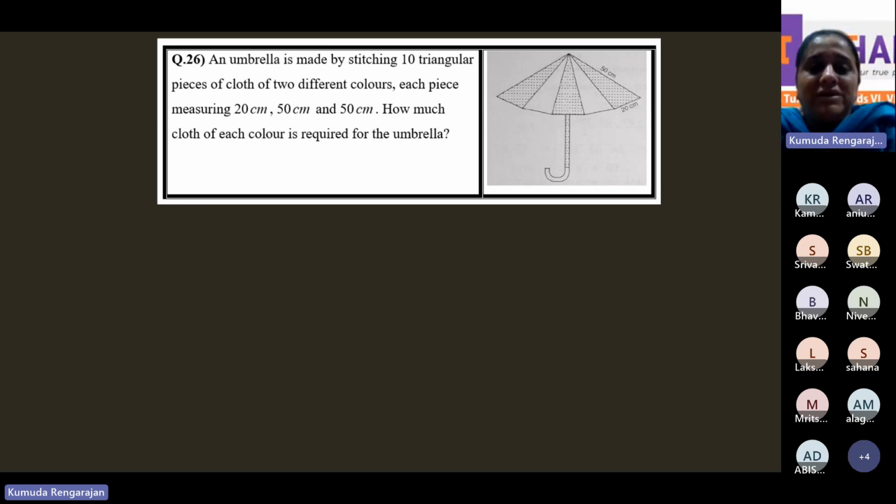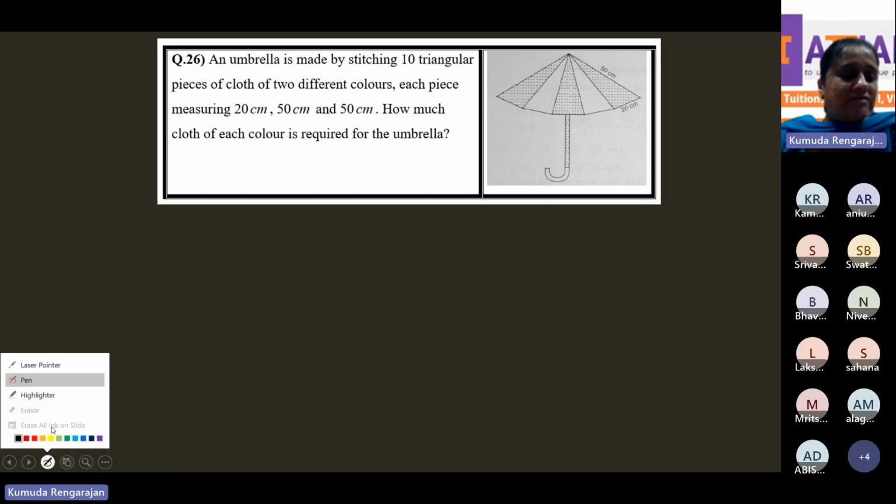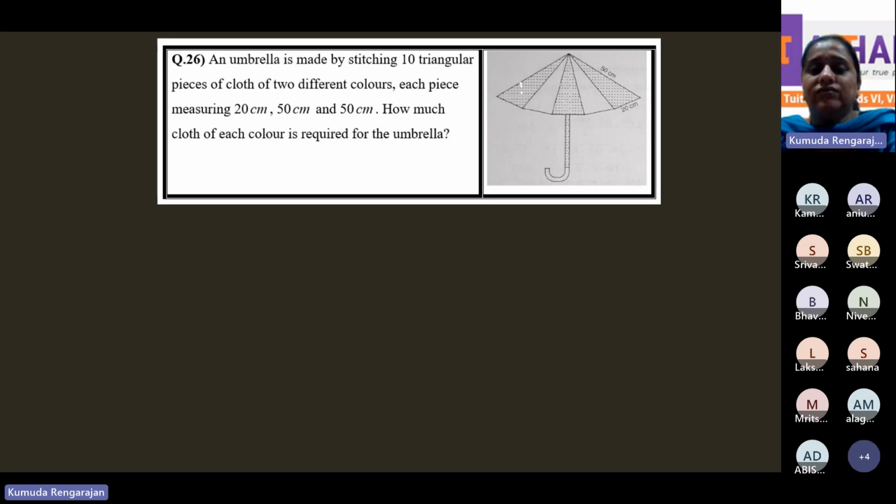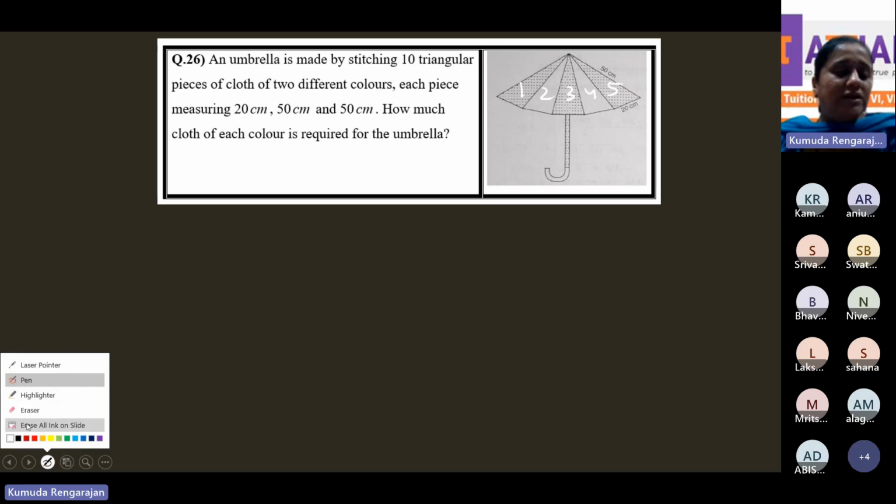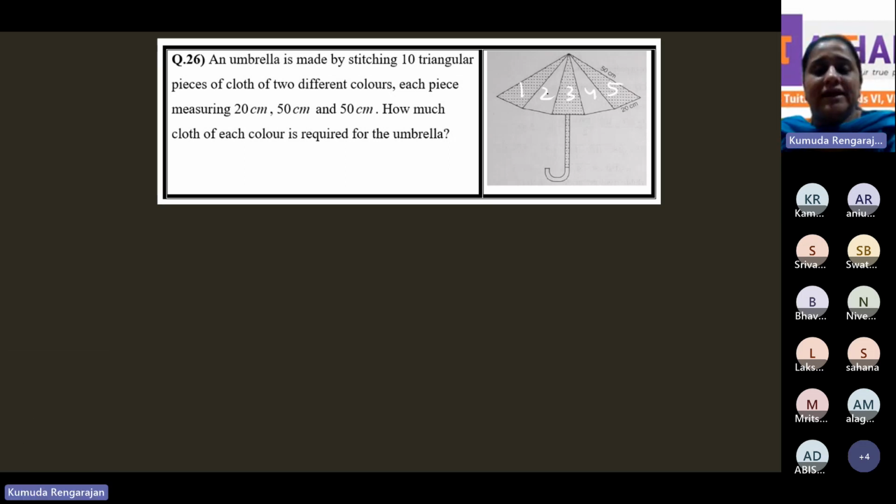An umbrella is made by stitching 10 triangular pieces of cloth. See, here you can see only 5. On the other side, there are 5 more. Here you can see 1, 2, 3, 4, 5. But the question says 10, so the rest are on the other side. This is a flat, plane figure, so you're not able to see all the 10. An umbrella is made by stitching 10 triangular pieces of cloth. 5 you can see here, and like this, 5 are there behind.